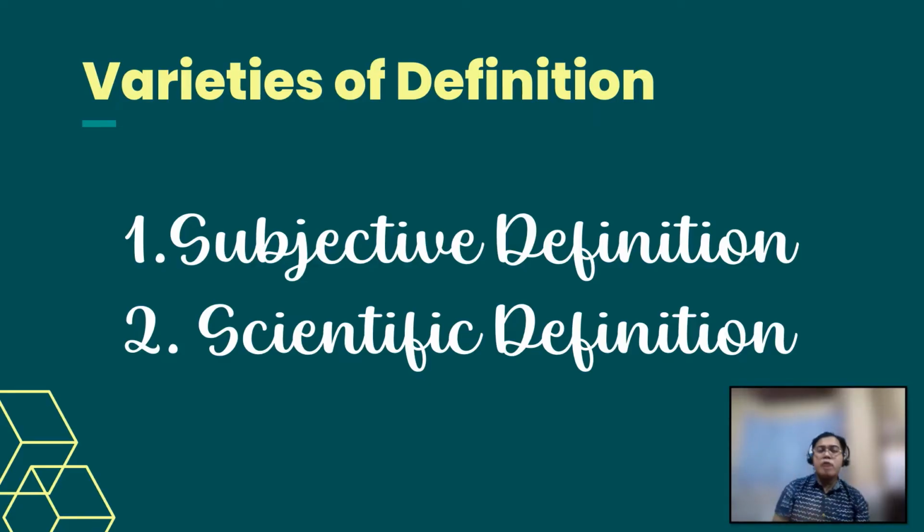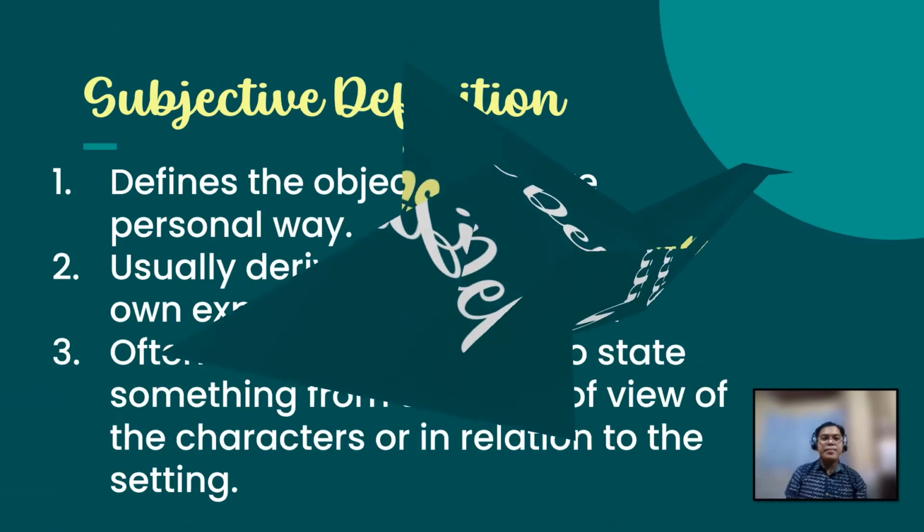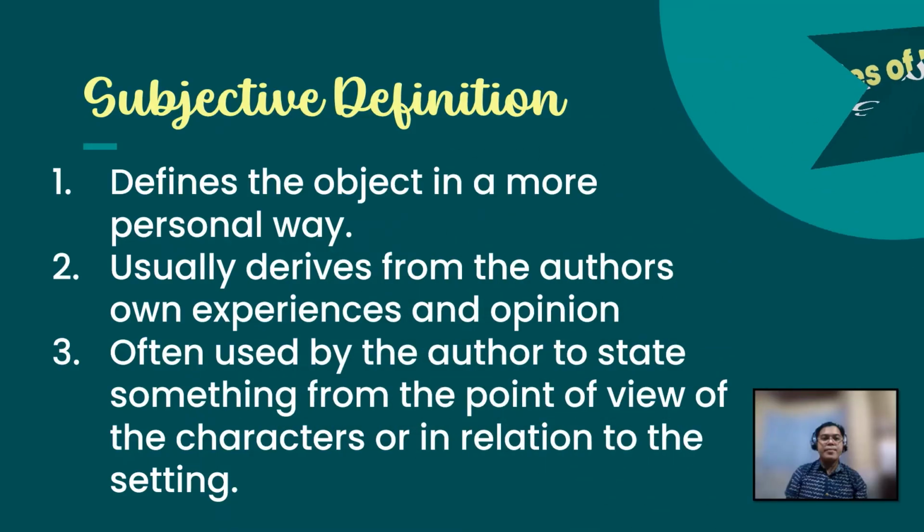There are two types or varieties of definition. Number one is the subjective definition. Number two is the scientific definition. As I made mention a while ago, there are two varieties of definition. Number one is the subjective definition.